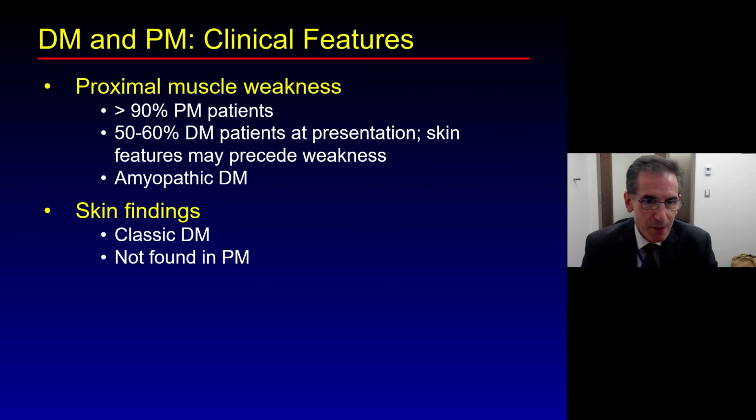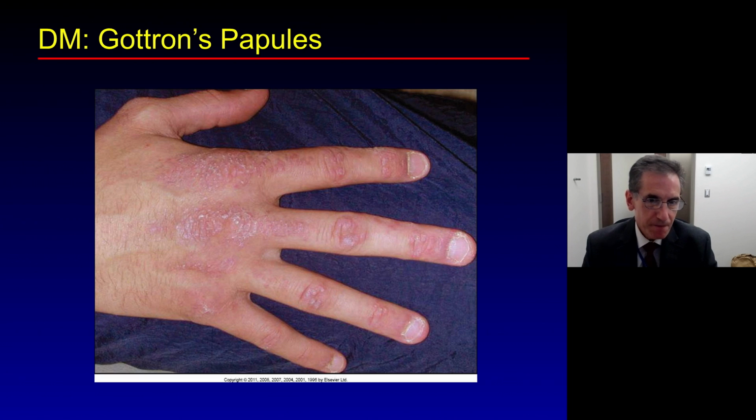Remember, in dermatomyositis and polymyositis, the key feature is proximal muscle weakness, which occurs in the majority of patients. Patients with dermatomyositis typically have skin involvement. Then there's a condition called amyopathic dermatomyositis, where the patients have skin involvement, which is classic for dermatomyositis, but may have either minimal or absent muscle weakness or evidence of muscle inflammation.